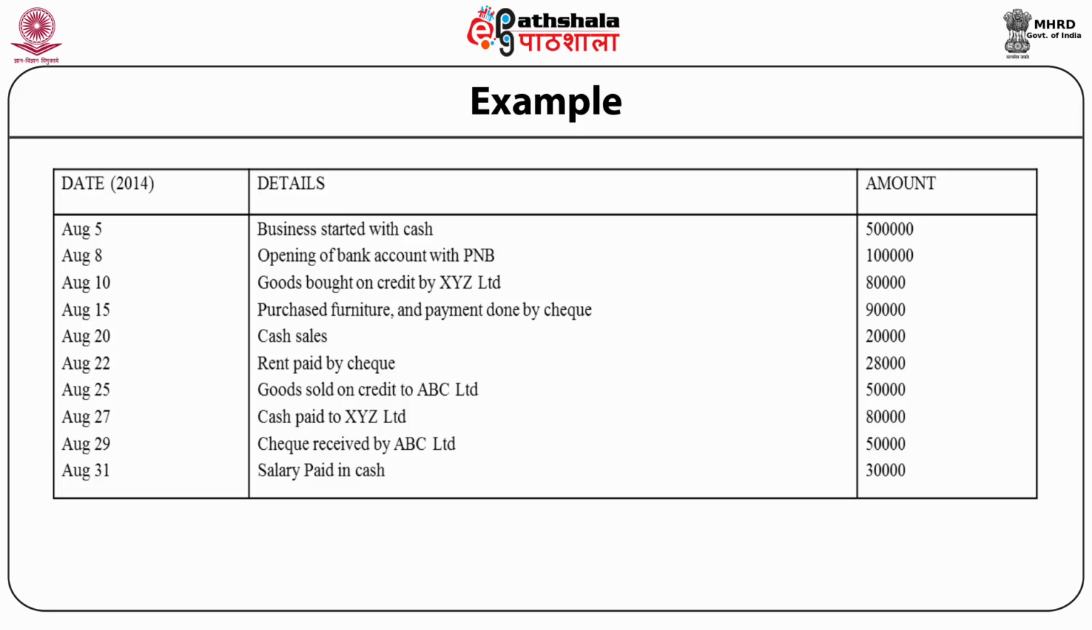Next, sales account, credit side, August 20, cash, amount rupees 20,000. Credit side, August 25, particulars, ABC Limited, amount rupees 50,000. Next, salary account, debit side, August 31, particulars, cash. On debit side, we'll write amount rupees 30,000.